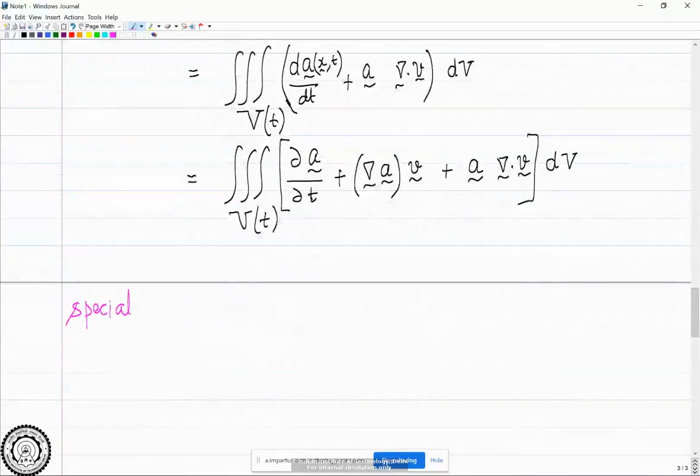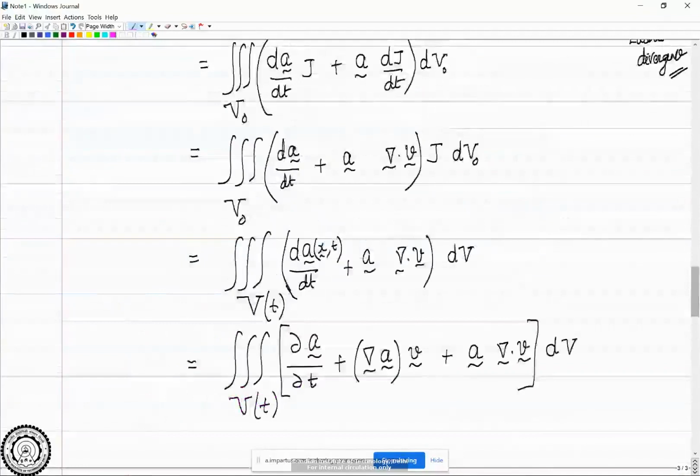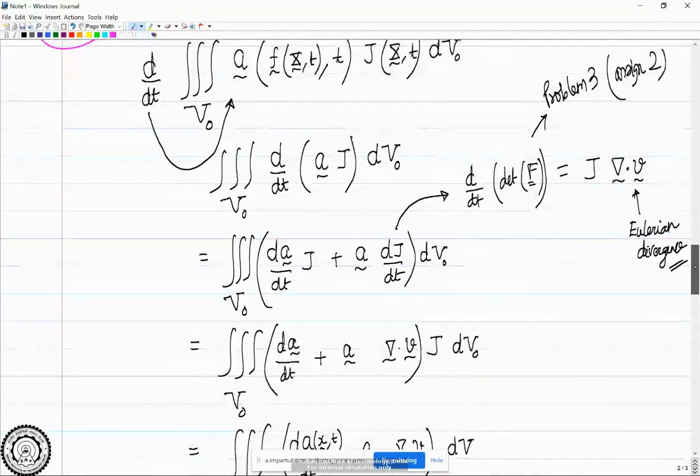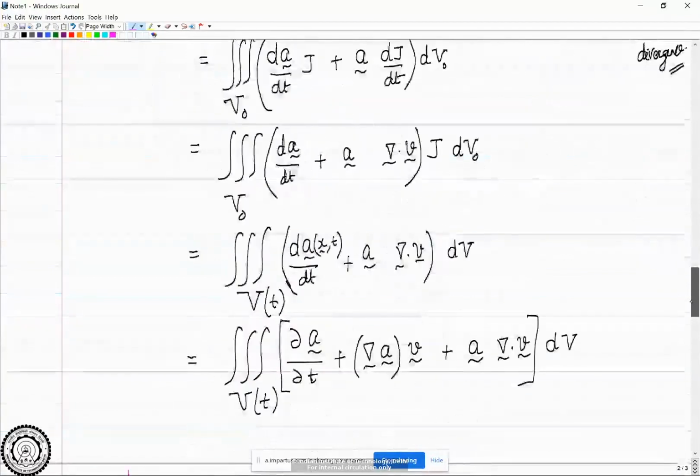So I haven't yet finished the Reynolds transport theorem, by the way. So, special case, if A is taken to be rho. See, although I have written A as a vector, as I told you, the derivation till now can be extended even if A is scalar, vector, tensor, anything.